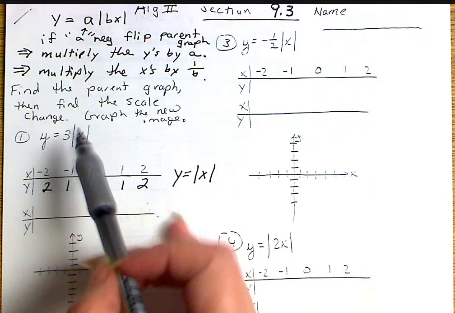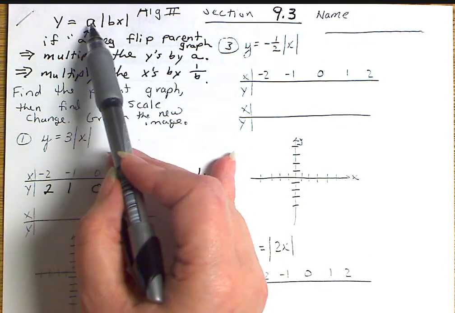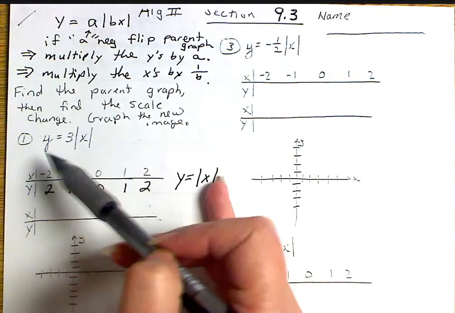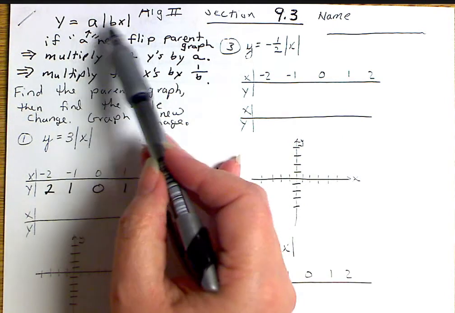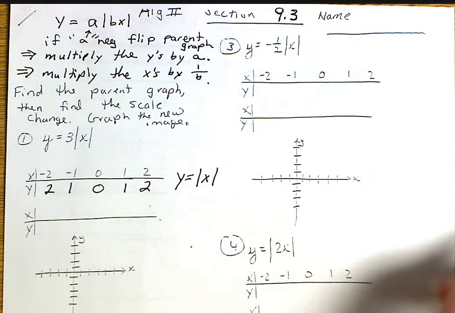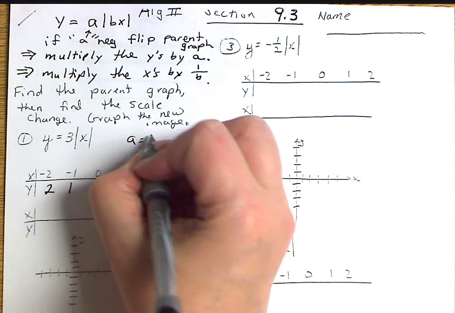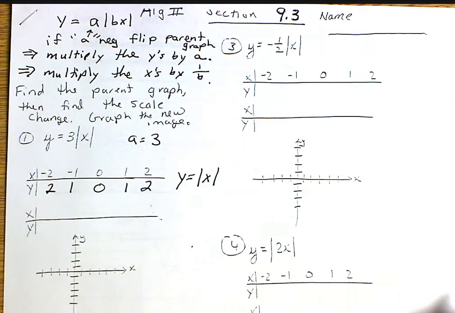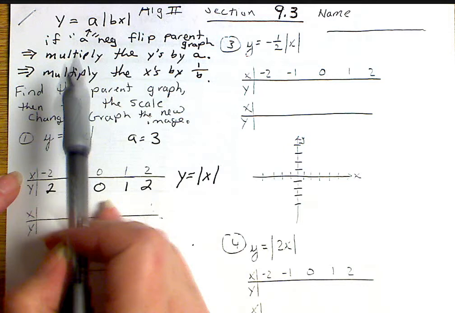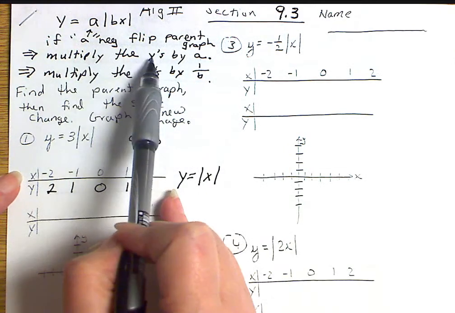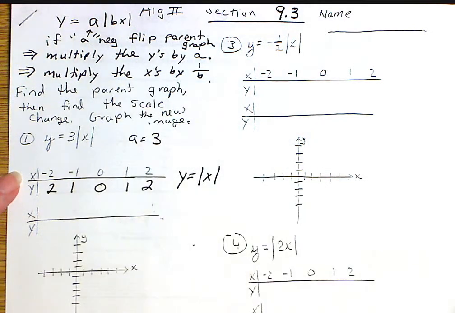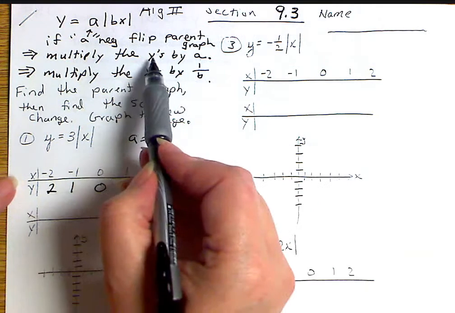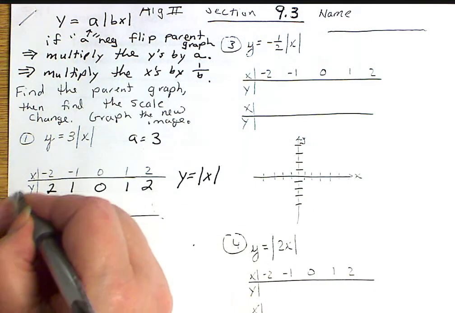Looking here at our notes, 3 is at A or B? You multiply A by your x's or y's? Your y's of your parent graph. So we're going to multiply this by 3.